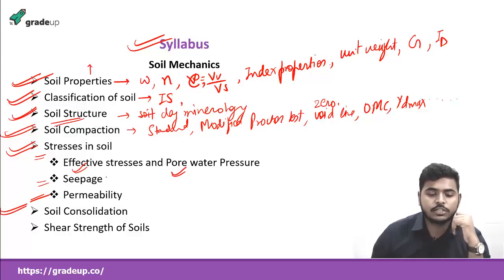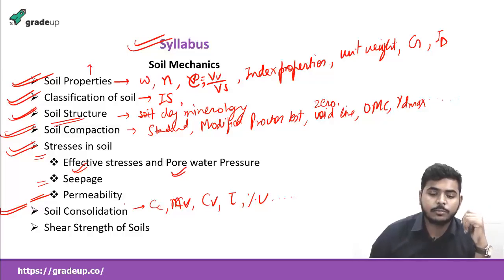In soil consolidation, you will be studying about different types of coefficients which are used, Cc, Cv, okay, coefficient of compression, then coefficient of volume compressibility, that is denoted by Mv, okay, then coefficient of consolidation, and you will be studying about different types of time factor, okay, and percent of consolidation, and different factors, okay. This is also very important because questions are asked every year, be it any competitive exam, okay.